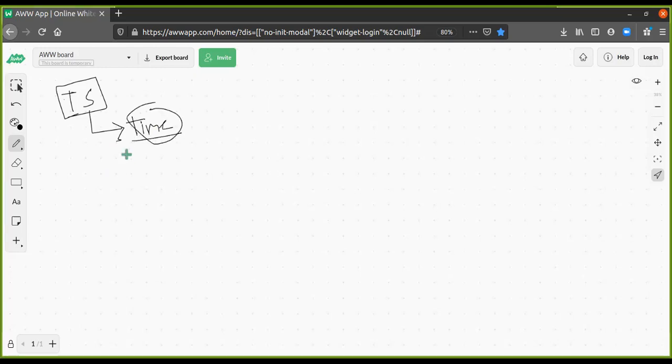Now there are certain things which we have to take care of. For example, the data has to be ordered, right? So that's one of the main properties that we saw. It has to be ordered.